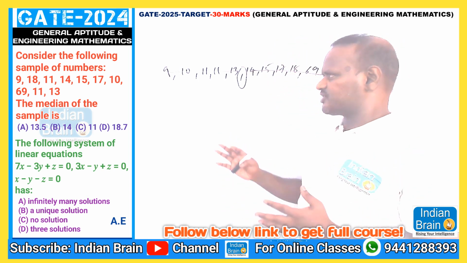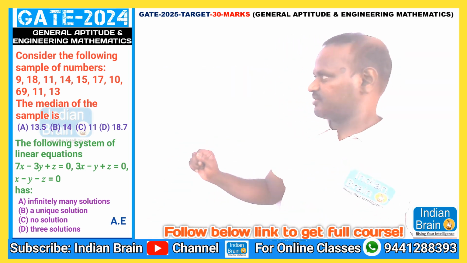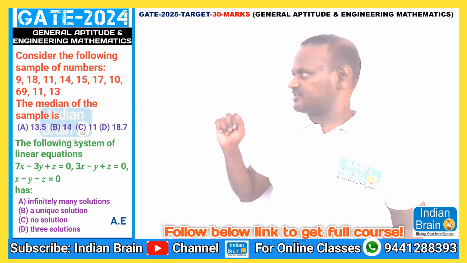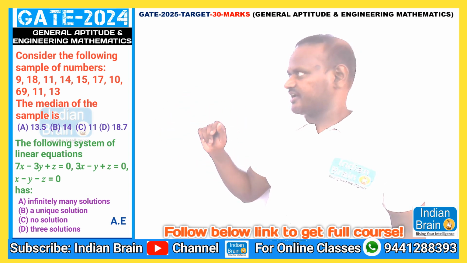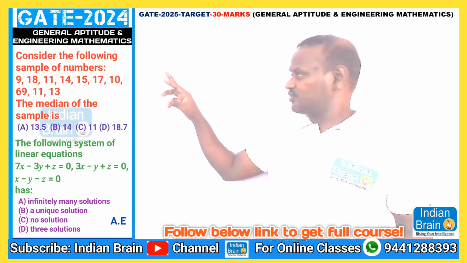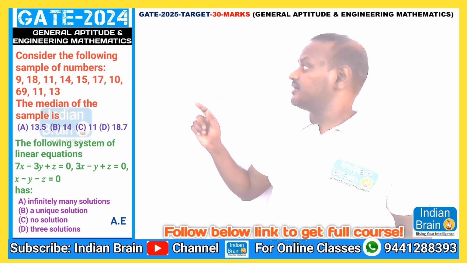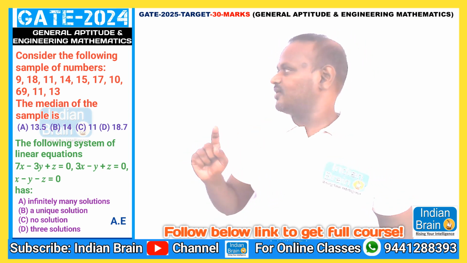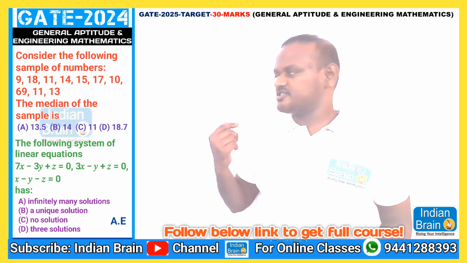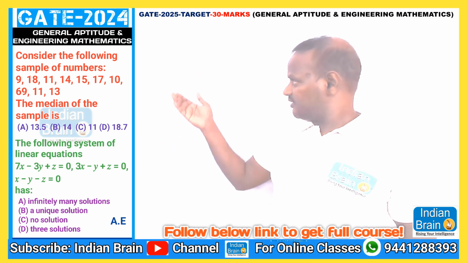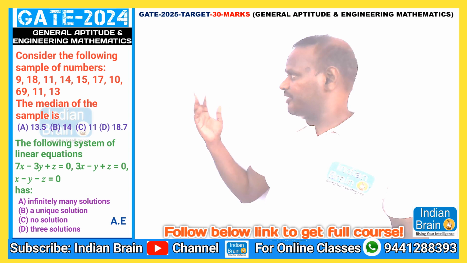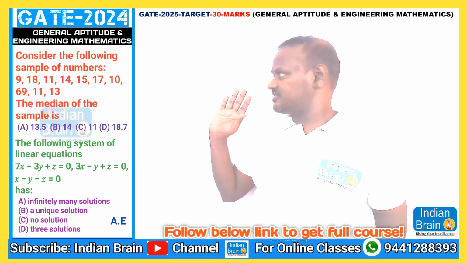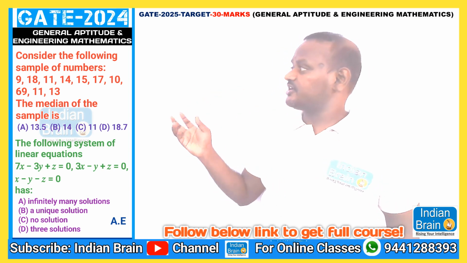Now I can go for the next question. This question is very interesting. The following system of linear equations, 3 equations are given, 7x minus 3, whatever. So what do we need to find actually? Infinitely many solutions. We need to find the solutions. Sometimes we cannot get solutions also, right? Of course we'll have 3 options: infinitely many solutions, unique solution, no solution, 3 solutions.